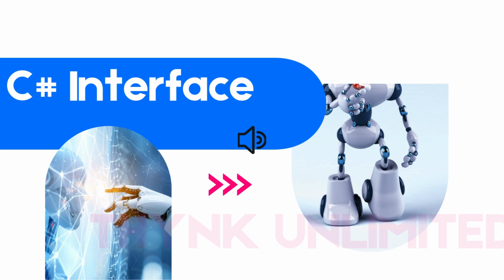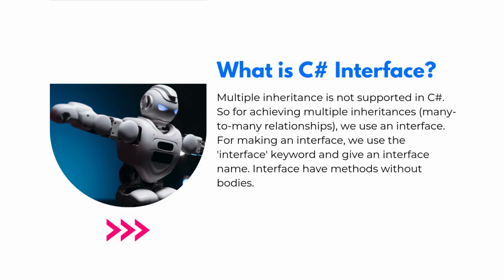C# interface. What is a C# interface? Multiple inheritance is not supported in C#. So for achieving multiple inheritance, many-to-many relationships, we use an interface. For making an interface, we use the interface keyword and give an interface name. Interfaces have methods without bodies.